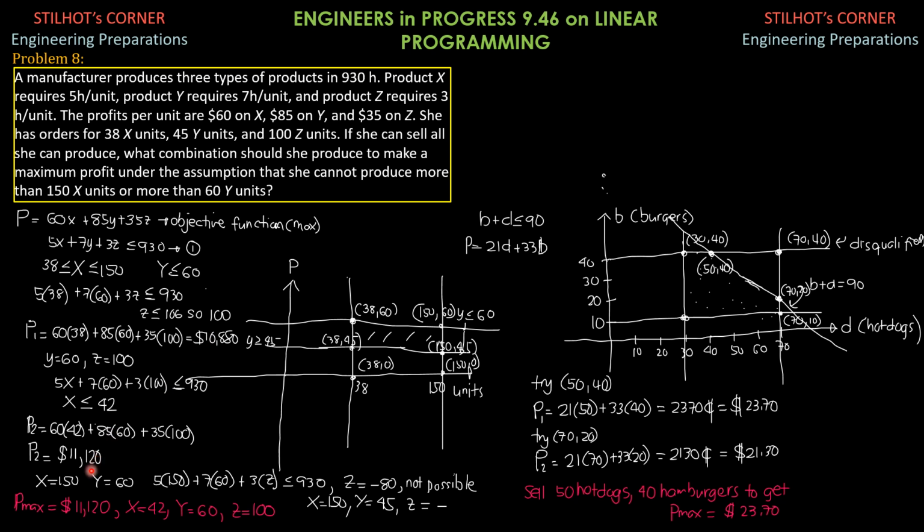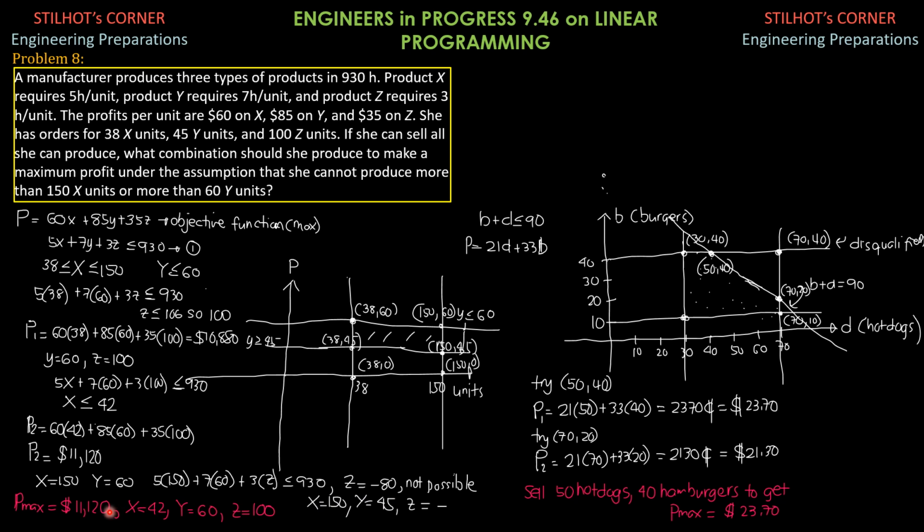Therefore, when we set X is 150, Y is 60, if we solve for Z, Z would be negative, which is not possible because the manufacturer has an order of 100 Z units. So it is impossible, it's negative.